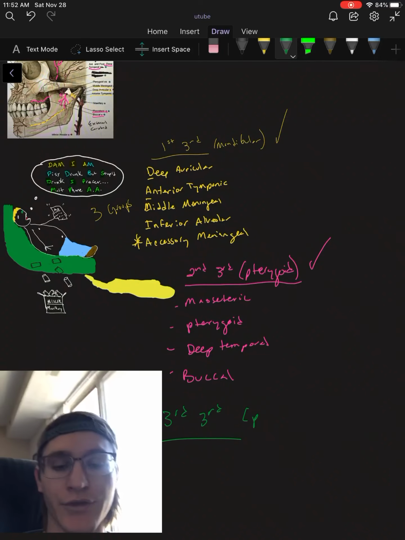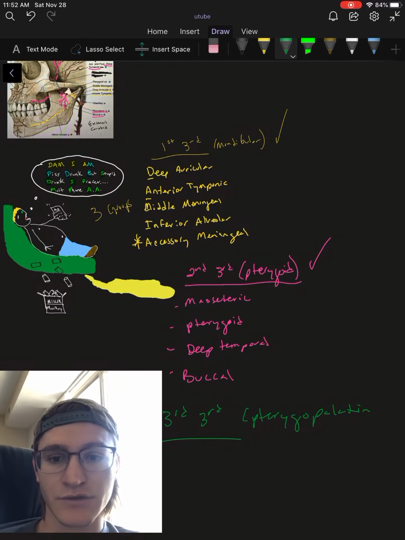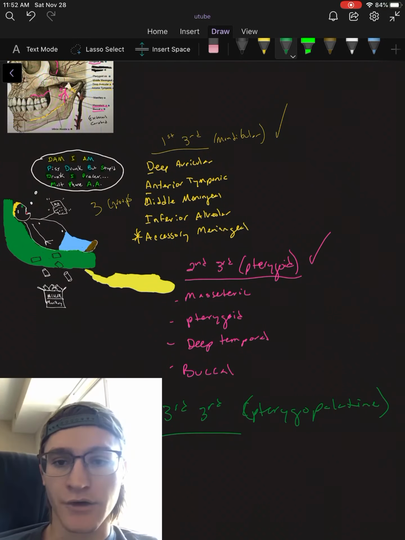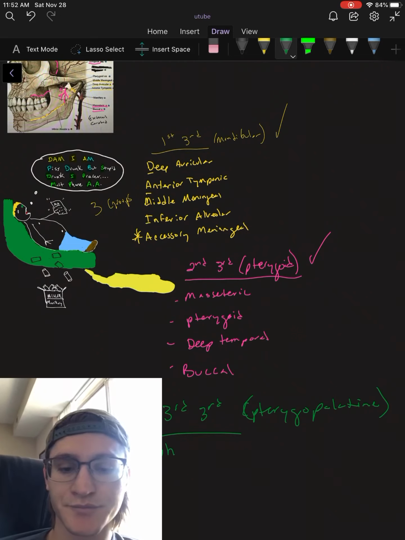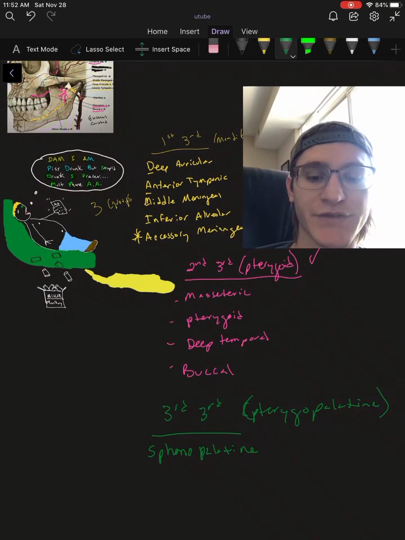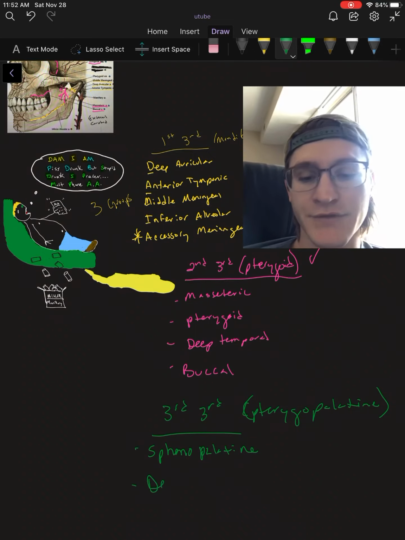Now let's do our third section, which is going to be our pterygopalatine section. So pterygopalatine, and this one's probably the longest and hardest of our drunk maxillary branches. So our first one, on my screen, is going to be our sphenopalatine. So that's off the "stupid," so stupid sphenopalatine.